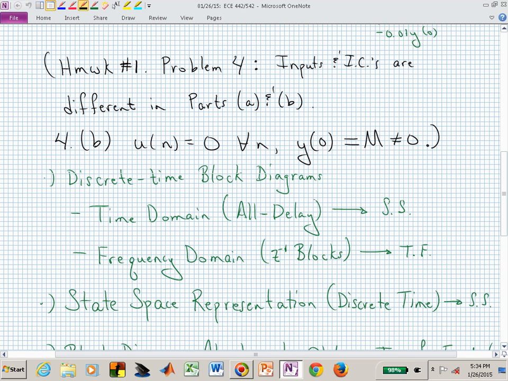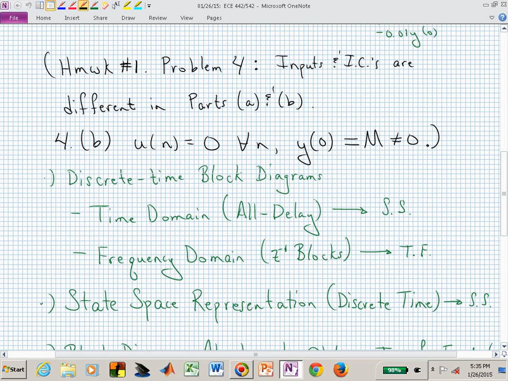Part B changes, which maybe it's not that clear from the statement, but there you don't have an external input, you just have an initial condition. And I don't even tell you what that initial condition is. Just assume something that's non-zero. It really doesn't matter what it is. You can find the number of sample periods to get you within 1% of where you started. That's the idea on homework set number 1, problem 4, part B.